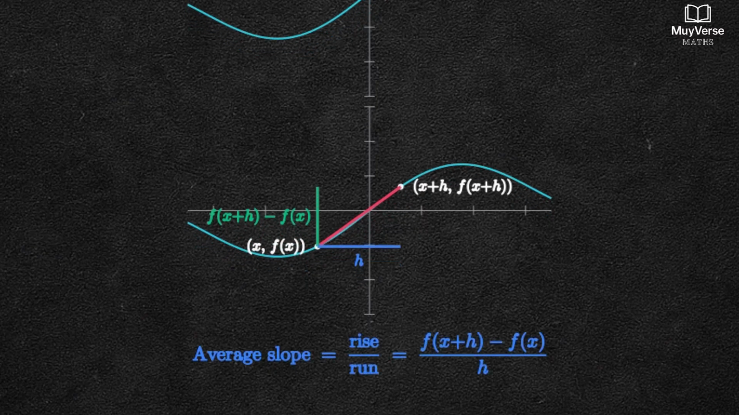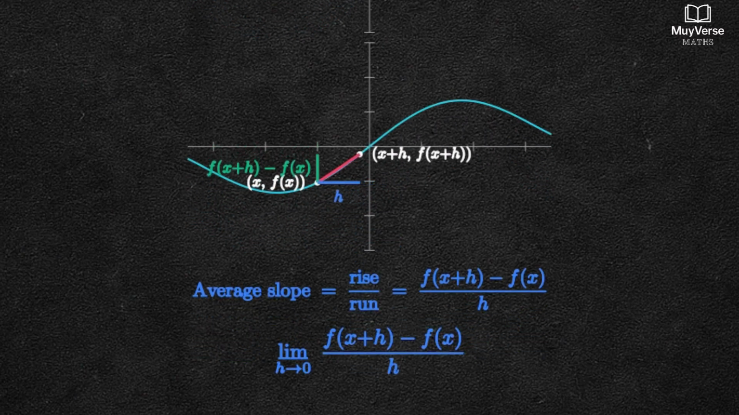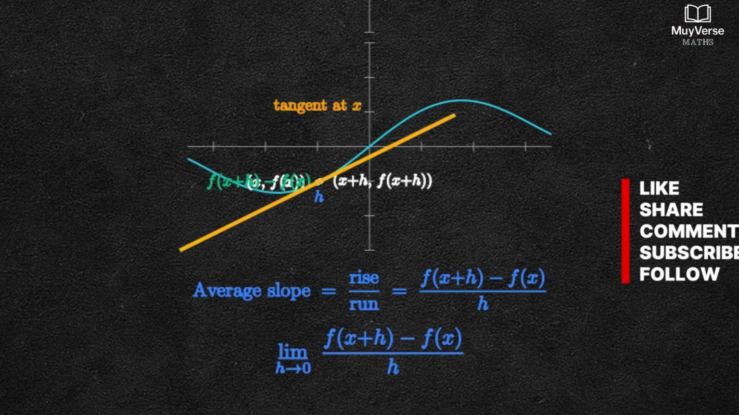Step 2. Take the limit to get the instantaneous rate of change. We now let h approach 0. As h gets smaller, the second point slides toward the first, and the secant line rotates into the tangent line. In the limit, the secant becomes the tangent line at x, giving the instant slope.